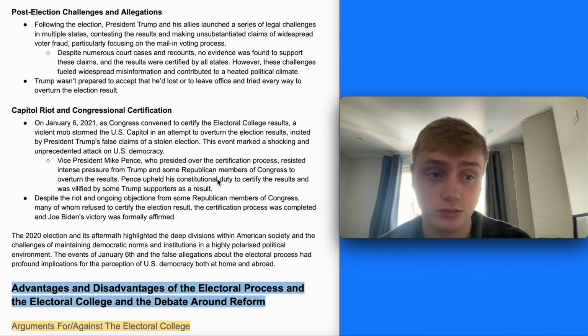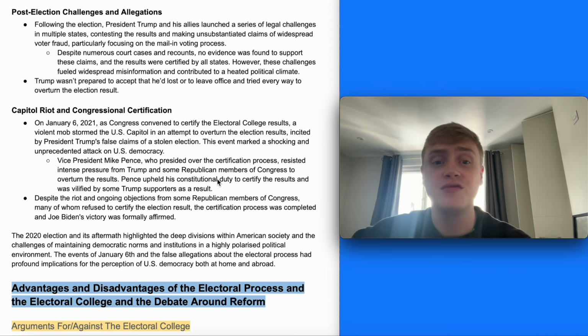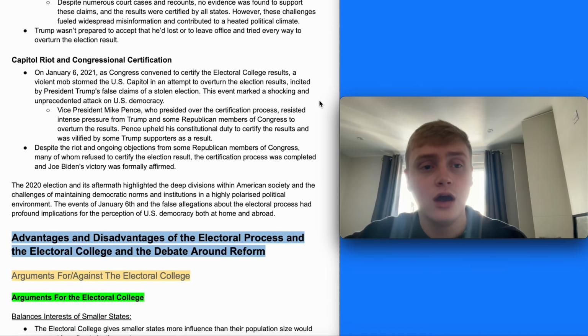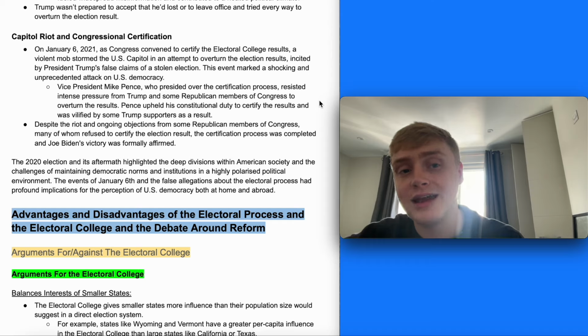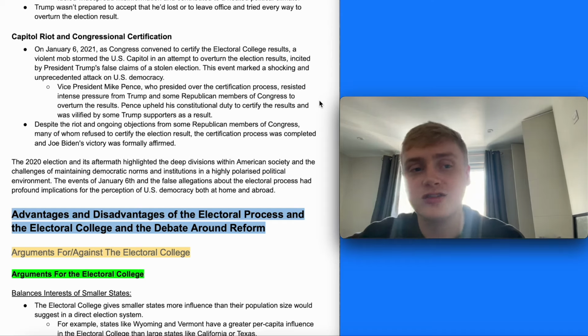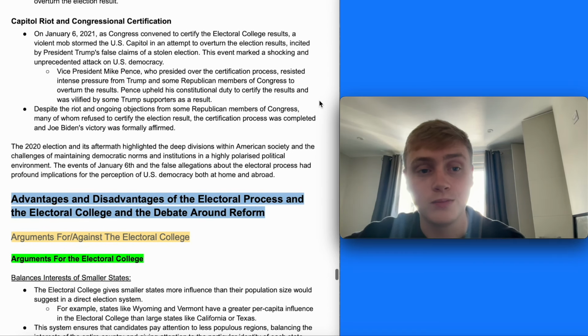election result. On January 6th, as Congress convened to certify the Electoral College results, a violent mob stormed the US Capitol in an attempt to overturn the election results, incited by Trump's false claims of a stolen election. The event marked a shocking and unprecedented attack on US democracy, and Vice President Pence, who presided over the certification process, resisted intense pressure from Trump and some Republican members of Congress to overturn the results. Pence upheld his constitutional duty to certify the results and was vilified by some Trump supporters as a result.